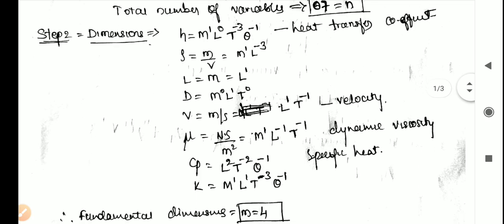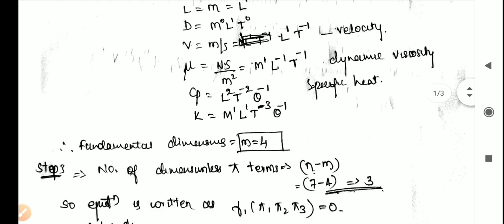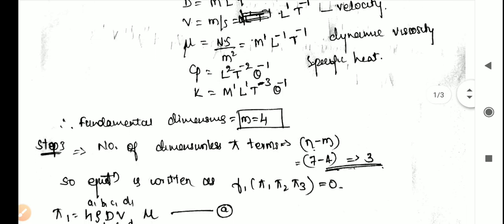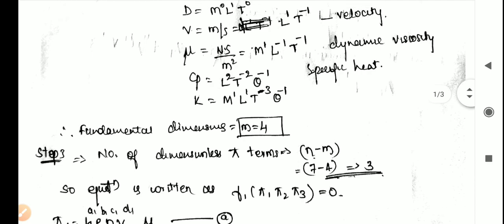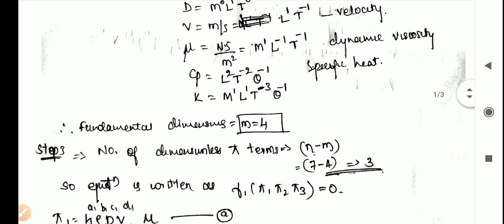Okay, dynamic viscosity is Newton second per meter square, which is equal to M raised to 1, L raised to minus 1, T raised to minus 1. Okay, specific heat is L square, T raised to minus 2 and theta raised to minus 1. k is M raised to 1, L raised to 1, T raised to minus 3 and theta raised to minus 1. Okay, so therefore the fundamental dimensions are 4, right? That is M, L, T and theta. Okay, so m is equal to 4.